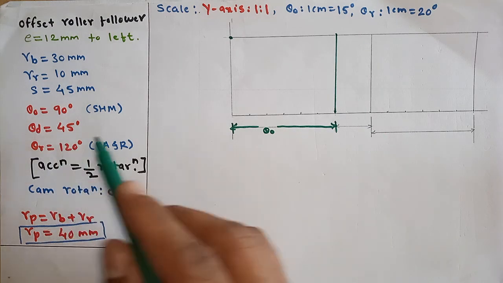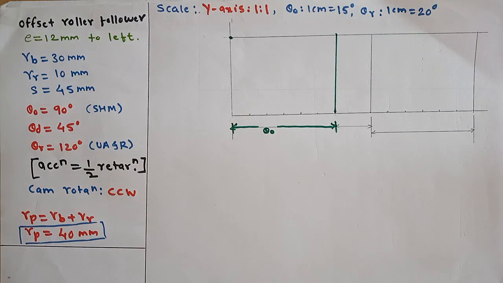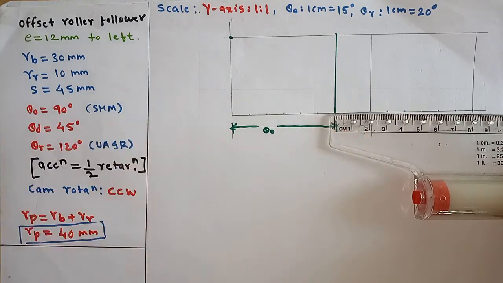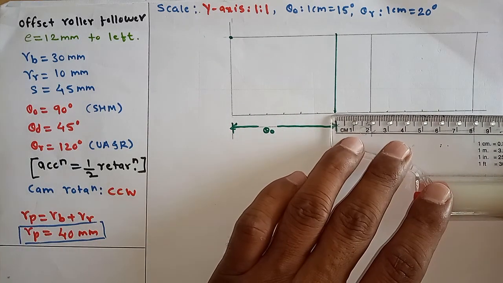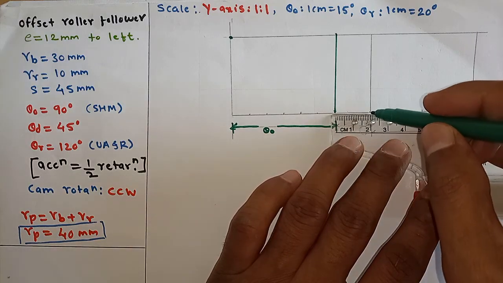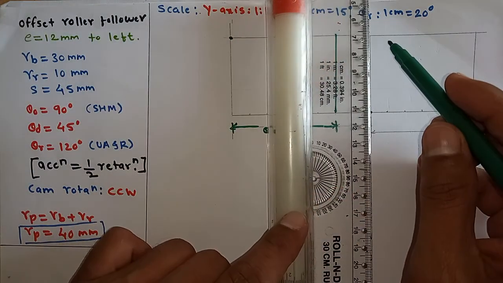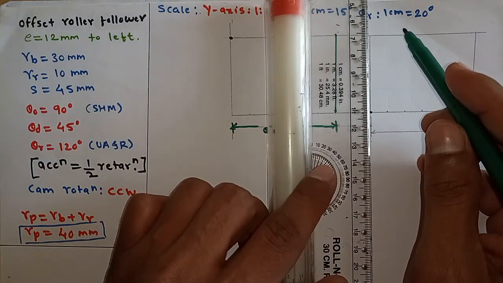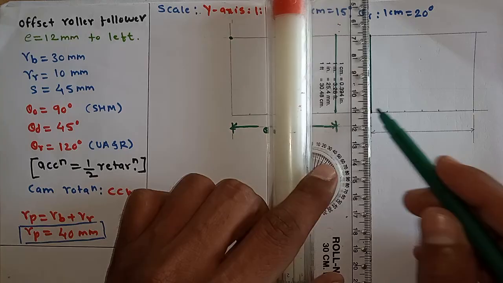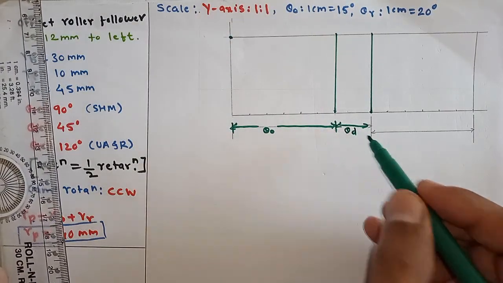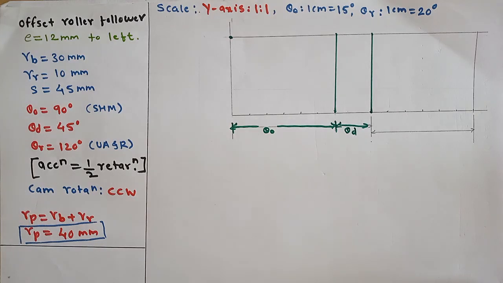Next is dwell of 45 degrees. For that, let us take two centimeters to represent 45 degrees. So this segment represents the dwell period. Okay, and this angle is dwell angle theta d, 45 degrees.